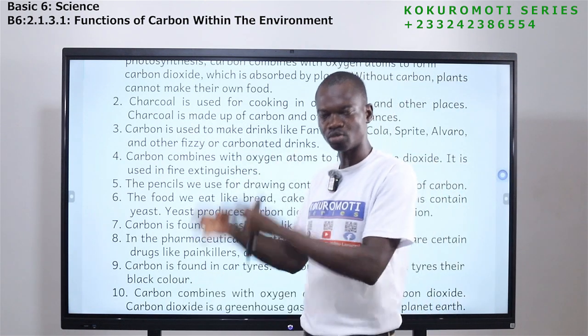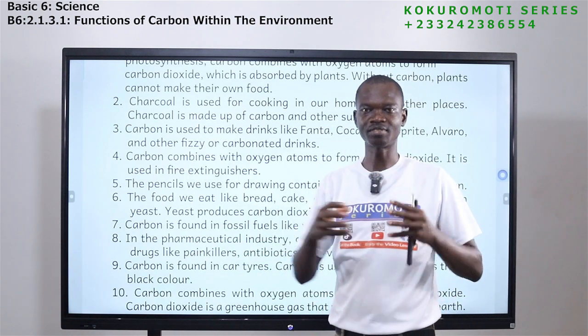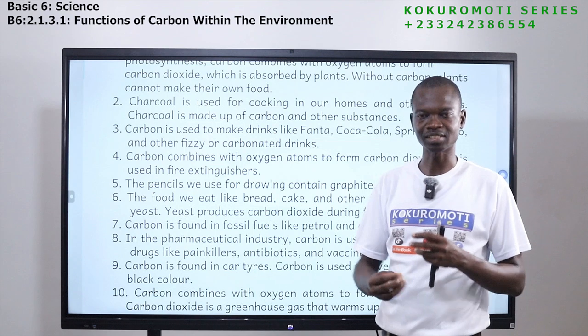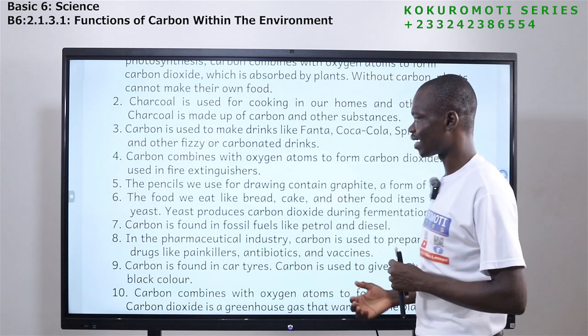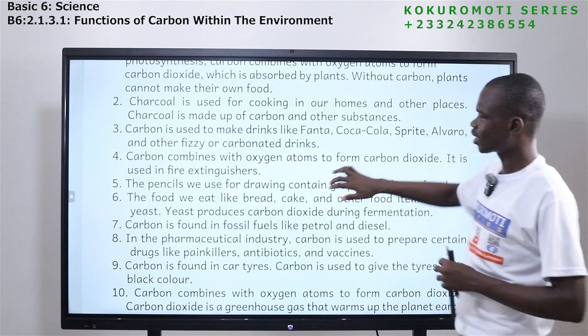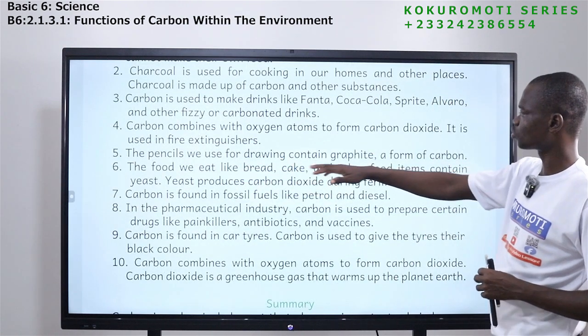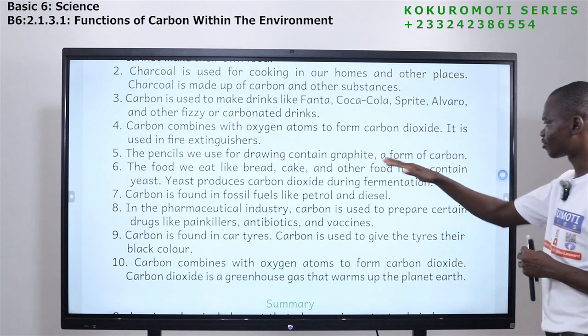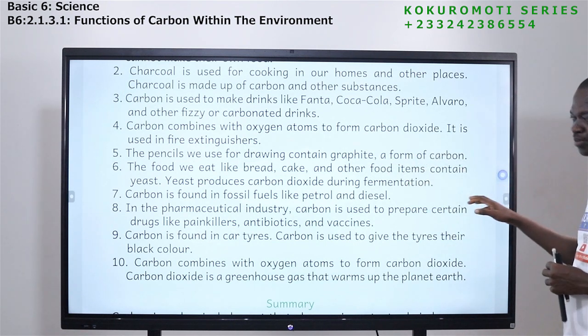The devices that they use to quench fire, to extinguish fire, these devices are filled with substances, chemicals. One of the chemicals is what we call carbon dioxide. And so that is that. The 5th one, pencils. The pencils we use for drawing contain graphite, and graphite too is a form of carbon.